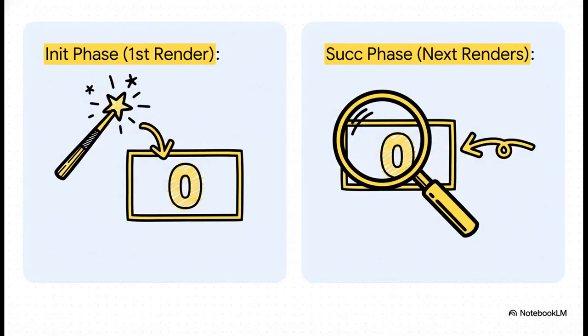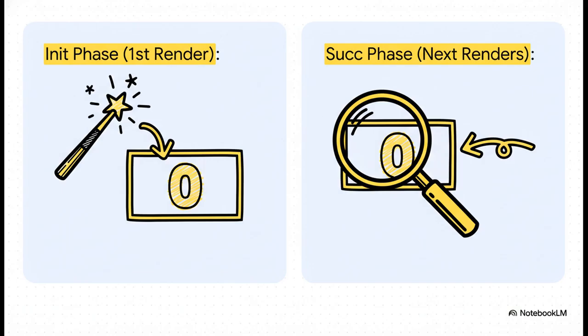So how in the world does useState just magically remember its value between renders? Well, the secret is, it's not really one function. It's kind of two. During that first init phase, it takes the value you give it and stores it. But in every subsequent phase after that, it just retrieves the value that React is already holding onto internally.